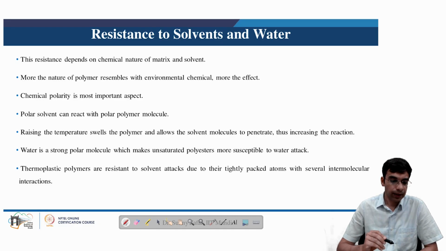chemical activity. So another aspect is raising the temperature, because as we increase the temperature, generally the moisture or other solvents also increase their activity, because of which the polymer may swell, and it will allow the solvent molecules to penetrate, thereby increasing the reaction. So water is a strong polar molecule which makes unsaturated polyesters susceptible to moisture or water attack. Thermoplastic polymers are often resilient to solvent attacks due to their tightly packed atoms, which have several intermolecular interactions.